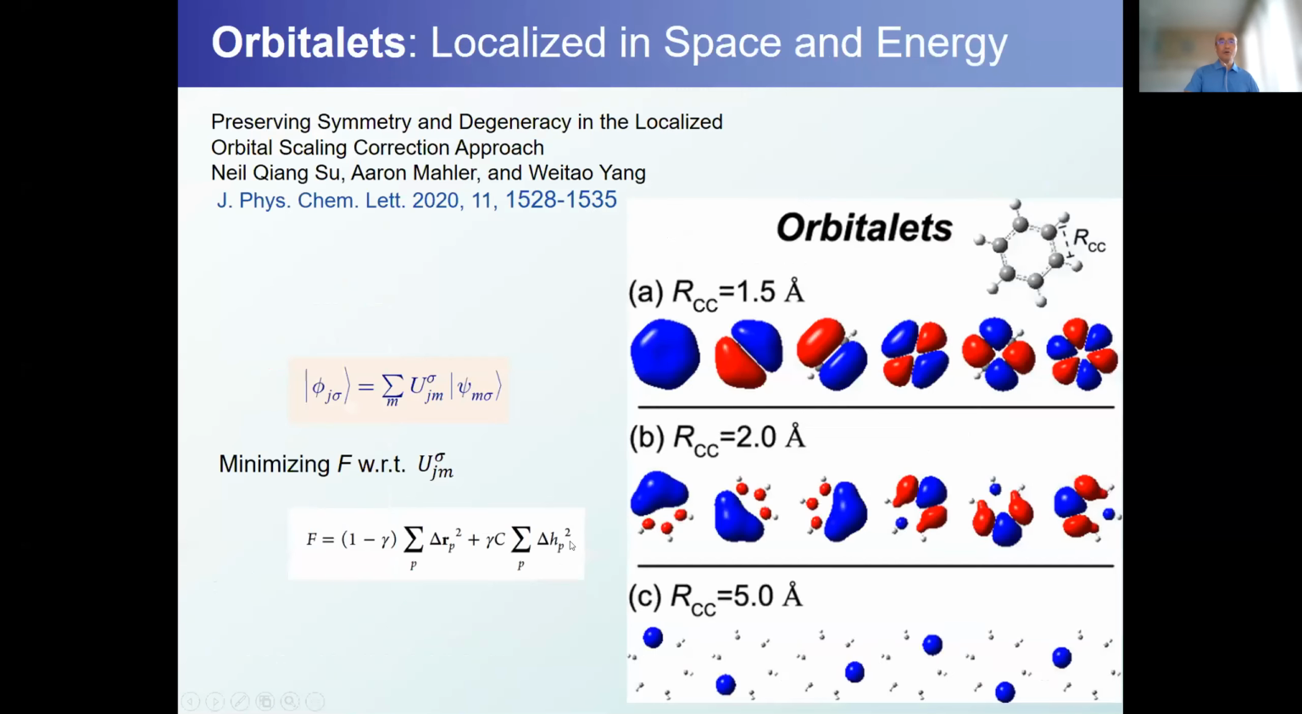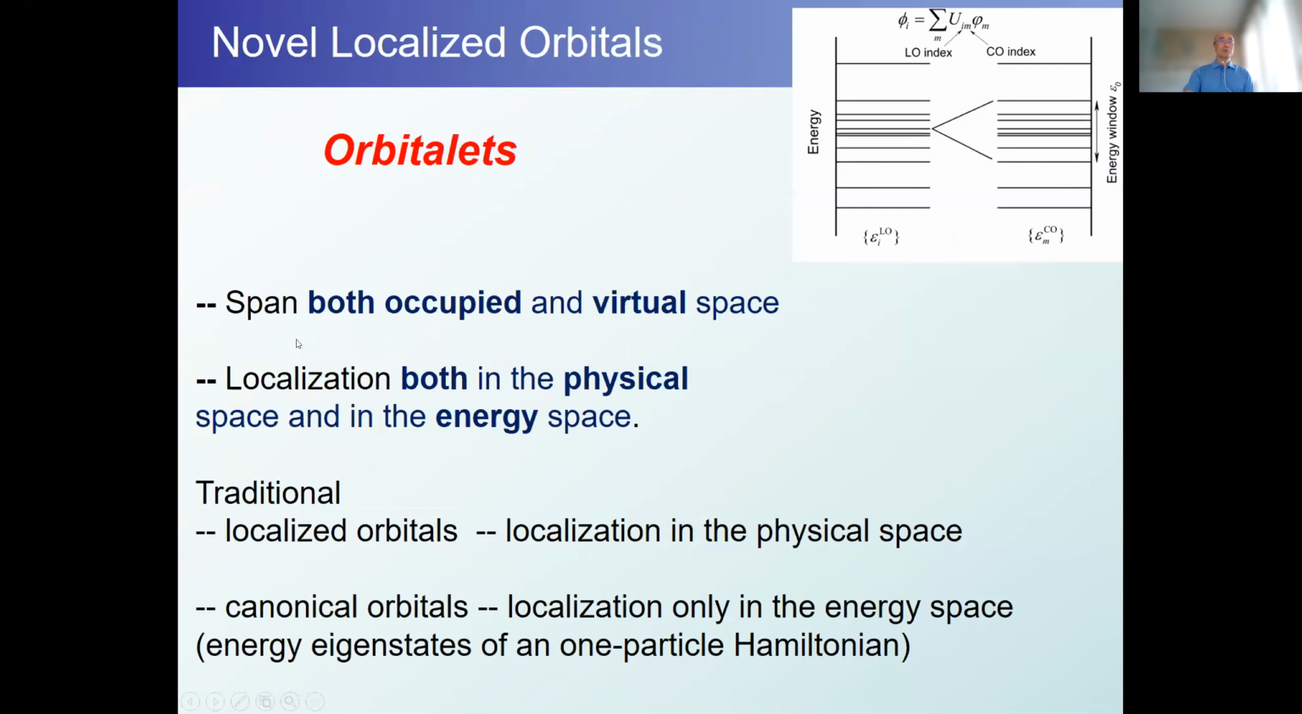So when you sum over all the orbitals, there's no gap, then there's less gap, then you sum over all the localized orbitals and you get very, very localized. But when you have a large gap, then you only combine the occupied orbitals. So this looks like canonical orbital. So it both spans occupied and virtual space and is localized both in physical space and in energy space. So very different from traditional localized orbitals, only localized in physical space, or canonical orbitals, which are perfectly localized in energy space and delocalized in physical space.